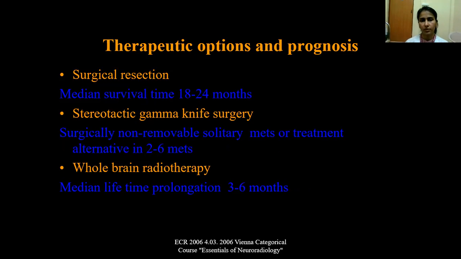Now the therapeutic options and prognosis. Surgical resection: after surgical resection, the mean survival time is 18 to 24 months. And the next is stereotactic gamma knife surgery. For surgically non-removable solitary mets, treatment alternative is 2 to 6 months. We can do this gamma knife surgery. So if there is only one met which cannot be removed surgically, we can go through gamma knife surgery in those metastases. Then next is radiotherapy. The mean lifetime prolongation is 3 to 6 months only.